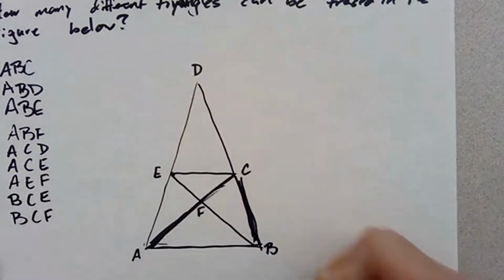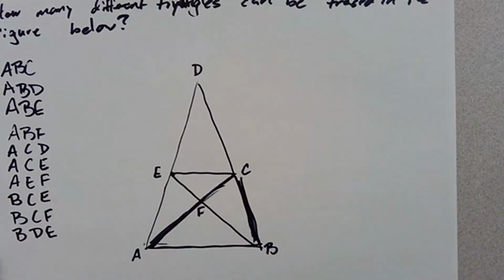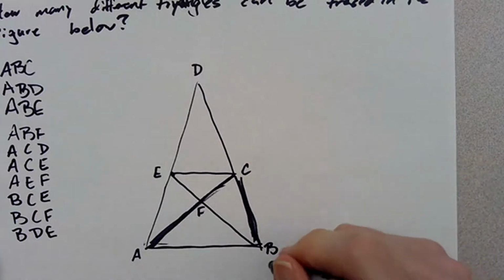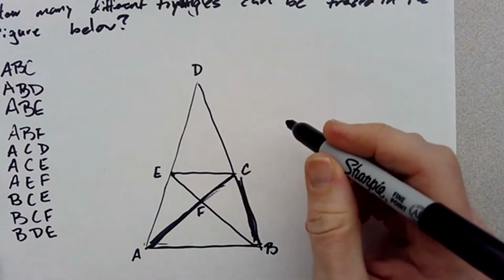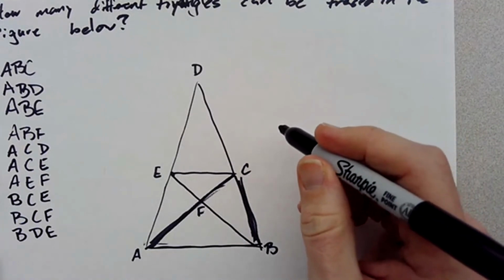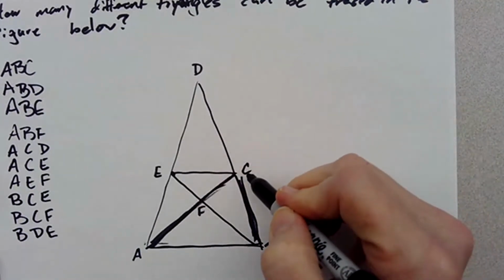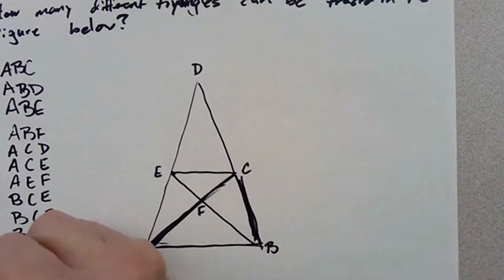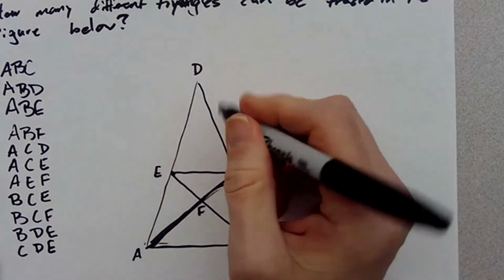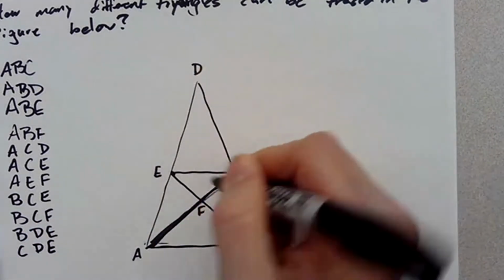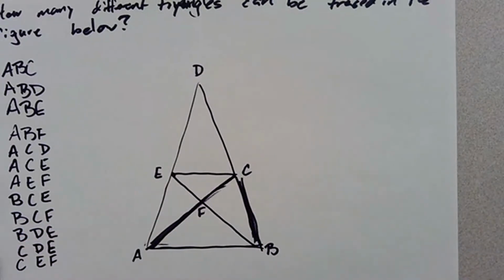I can do BDE. But again, can't do BDF because D and F don't have a line between them. So that's it for my B's. I move on. Oh, and I can't do BEF because they're all in the same line. I move on to C. I can do CDE. I can't do CDF, but I can do CEF. And that's it for my C's.